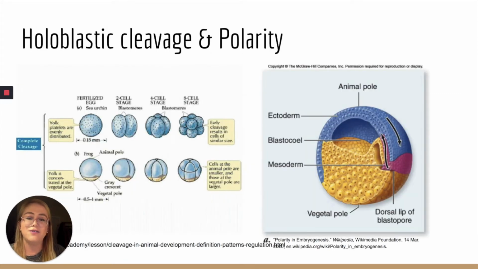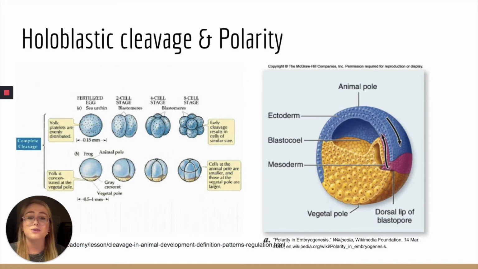Okay, so now that we've covered that frogs undergo holoblastic cleavage, there's another really important detail, and this is a way in which human embryos are different from frog embryos, and this is polarity. If you look at the right-hand side, this is a sliced image of a frog blastocyst, basically. The top half is what we call the animal pole. That's the blue part here. As you can see, the cells are a little bit denser compared to the vegetal pole, which is on the bottom.